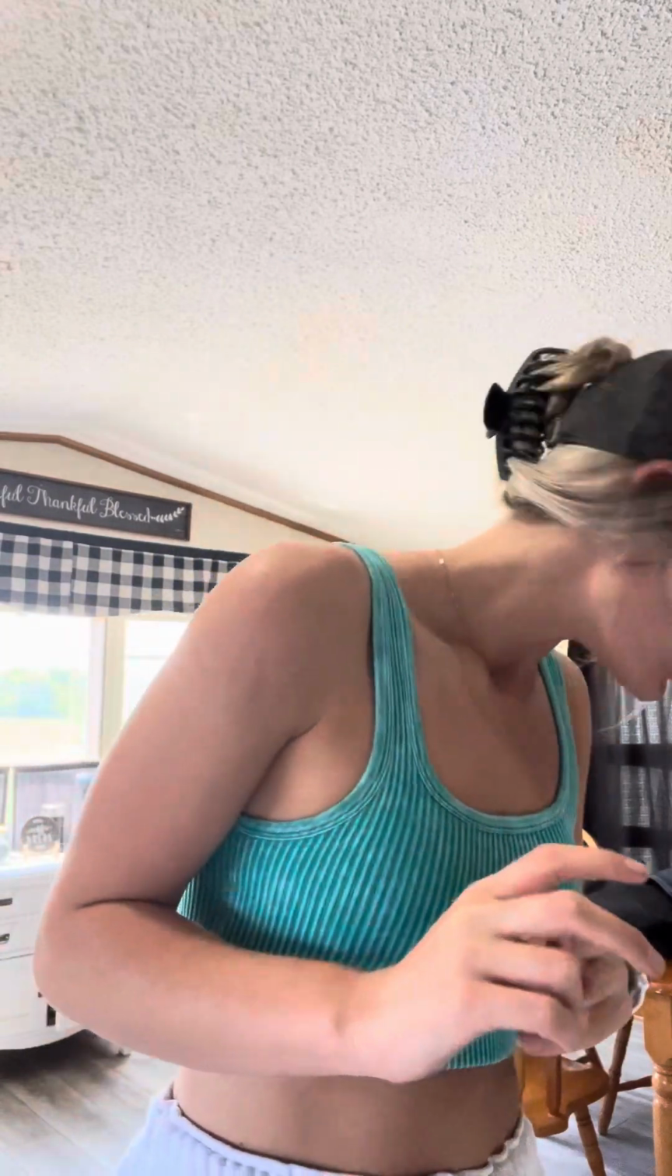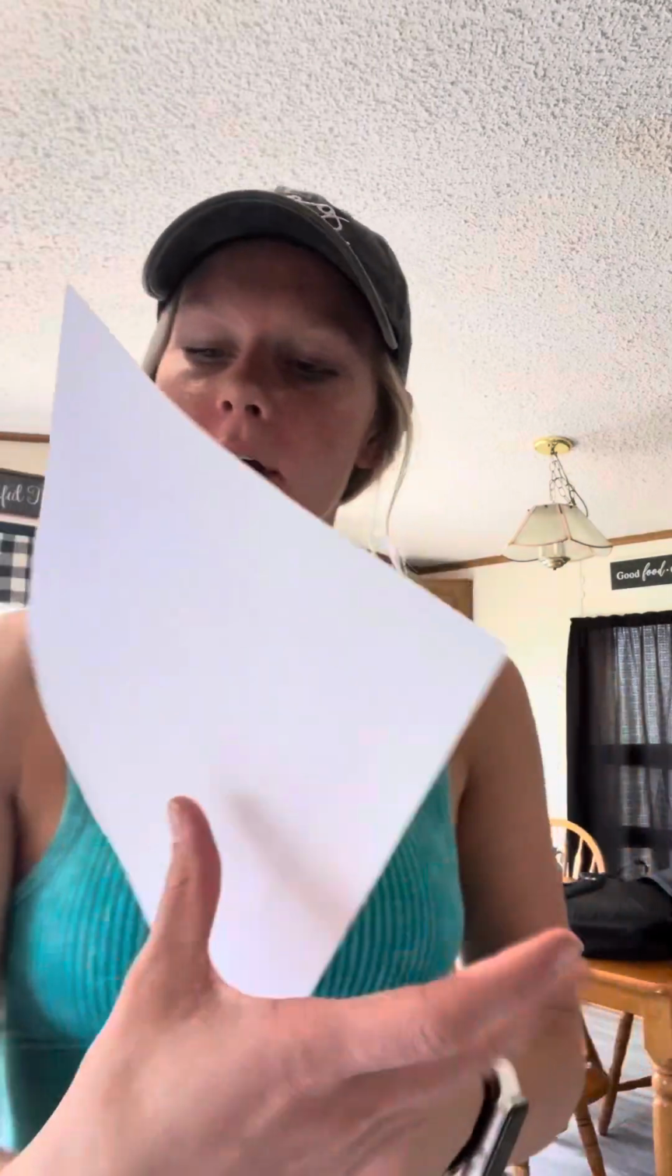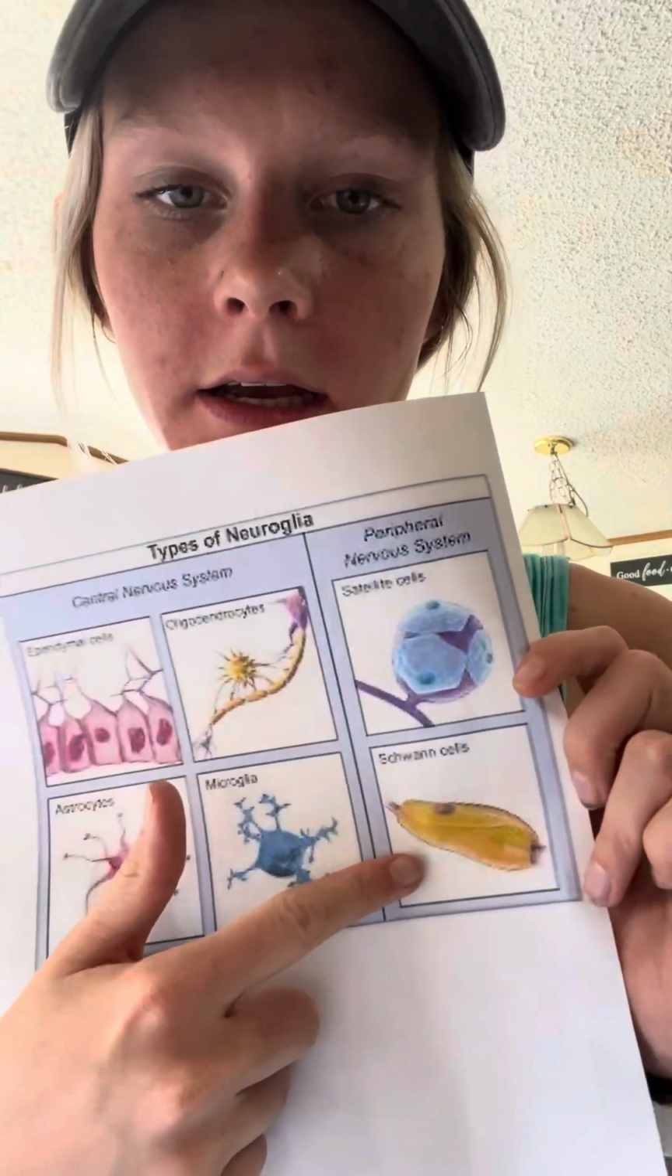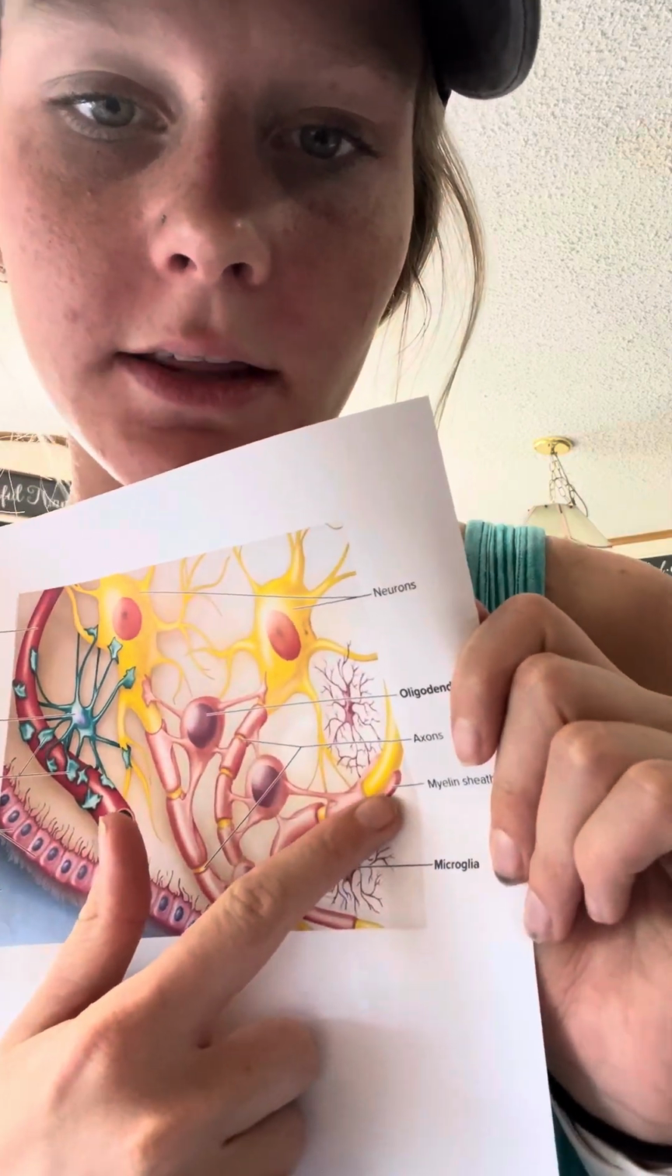So the PNS, your peripheral nervous system, has two different types of neuroglia cells or supporting cells. And these are Schwann cells and satellite cells. So Schwann cells, they form the myelin sheath around the peripheral axons, and they do have neurolemma. So here are those Schwann cells. And you can see that myelin sheath, as well as in this, you can just see the myelin sheath.